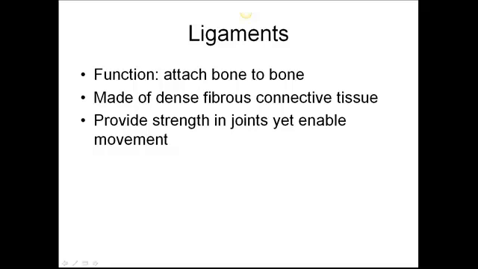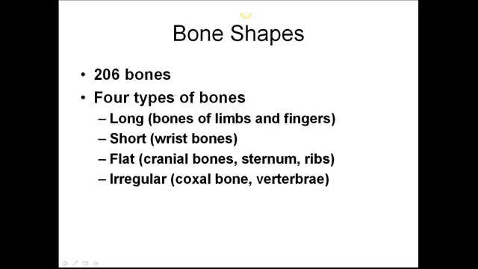Ligaments. These attach bone to bone. Don't get it confused with tendons, which attach muscle to bone. These are made of dense fibrous connective tissue, and they provide strength. They are flexible, but they hold the bones together so they don't go flying off.